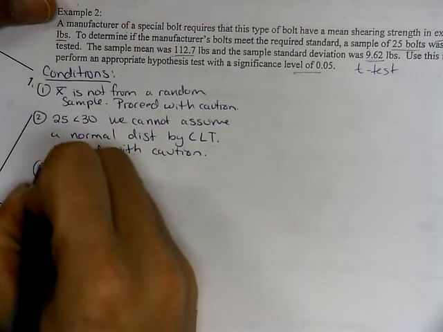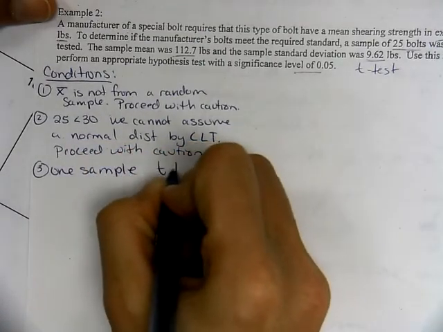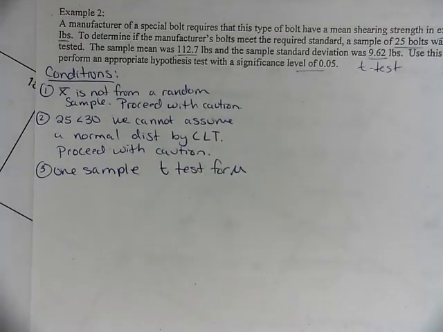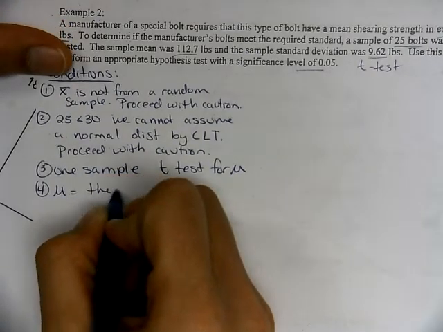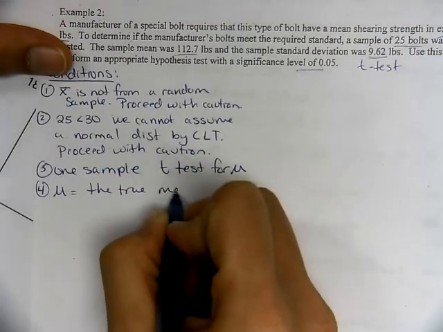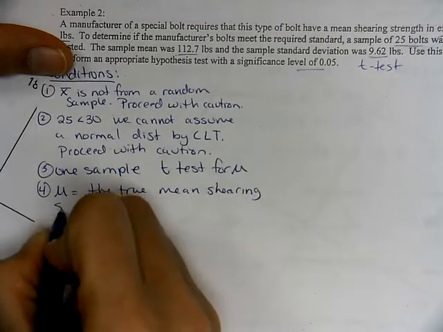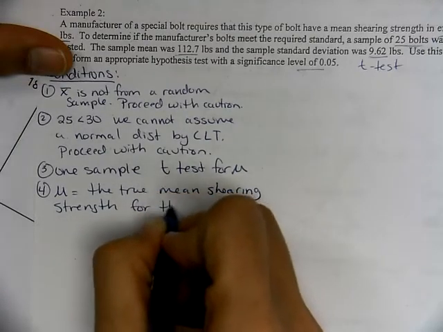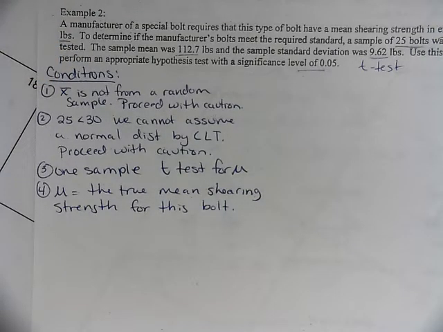So we already said this is a one sample t-test for mean. And mu is the true mean shearing strength for this bolt. Type of bolt, whatever. Okay?